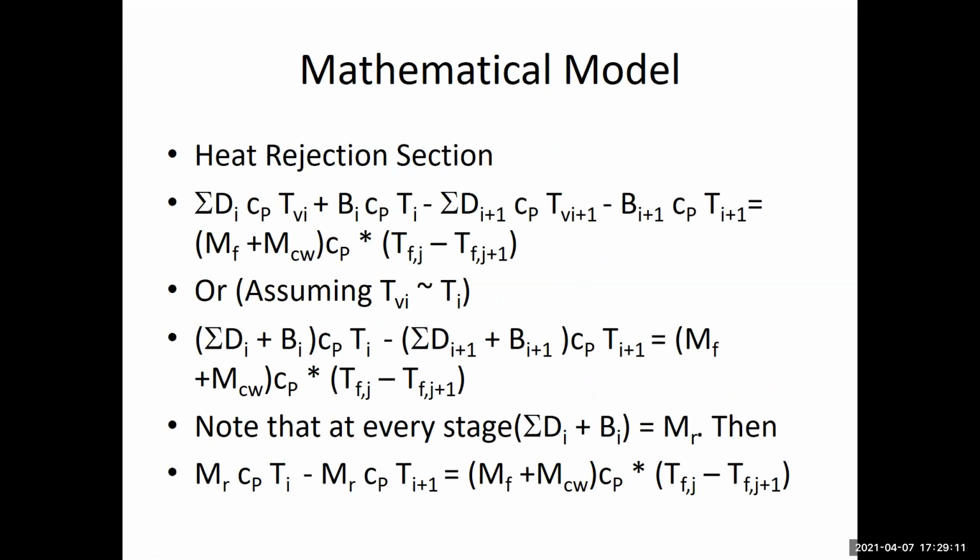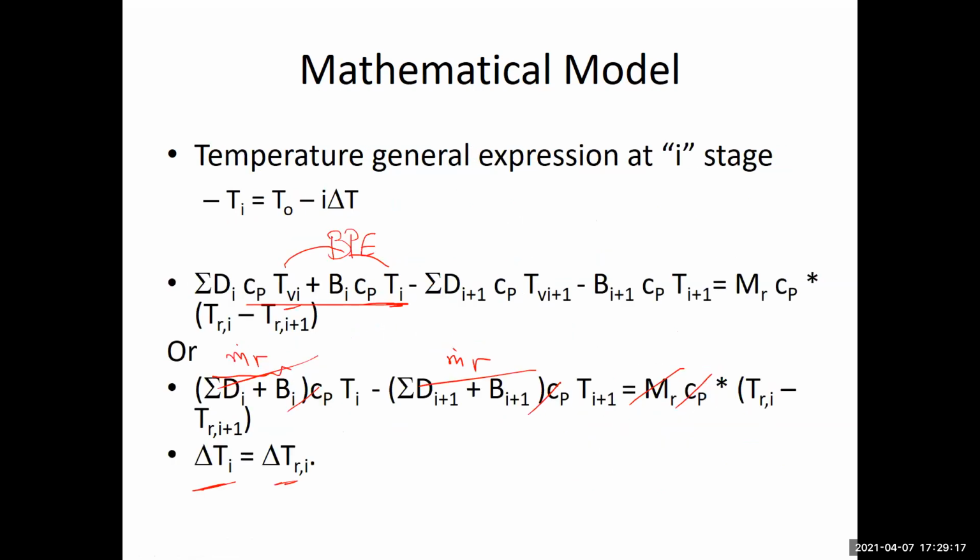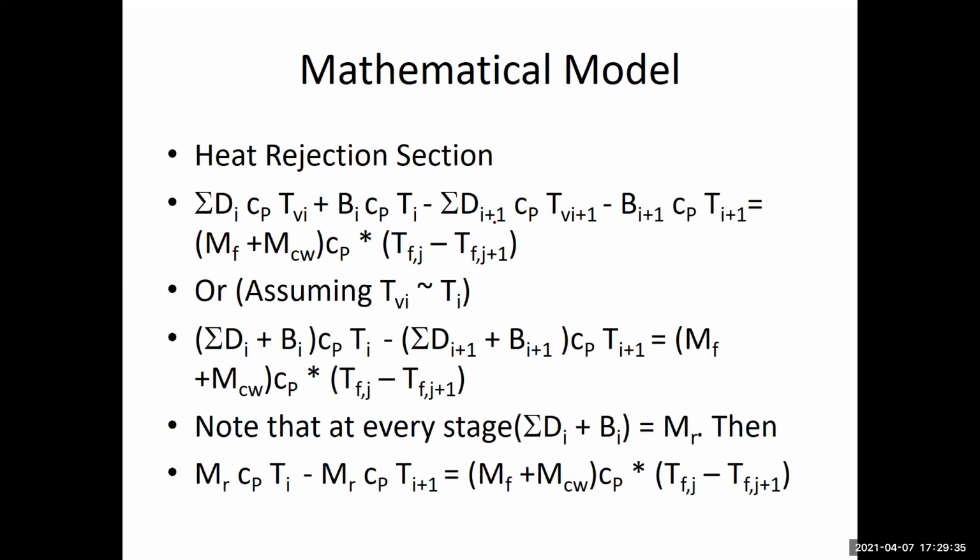And then for the heat rejection section, we did the same. But look at the heat recovery section first. We could find here, this is basically MR, this is MR. In the heat rejection section, these parameters are going to be the same, but whatever is passing inside the tubes in the heat rejection section is not going to be MR, but instead it is going to be MF plus M cooling water. So we can do the same. We can also assume TVI and TI are the same, which means that we assume that the boiling point elevation effect is approaching zero. Accordingly, temperatures are the same.